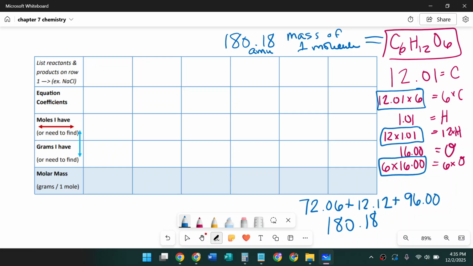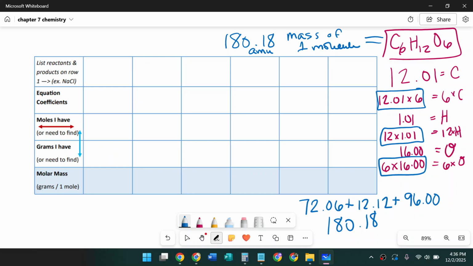Remember that pink chart at the top of page 199? I'm going off of number 1 on that chart, the mass of a single atom. So a single atom of carbon is 12.01 AMU. A mass of 6 carbon is 72.06 AMU. And the mass of 1 molecule with 6 C's, 12 H's, and 6 O's altogether is 180.18 AMU. All right, and then, oops.